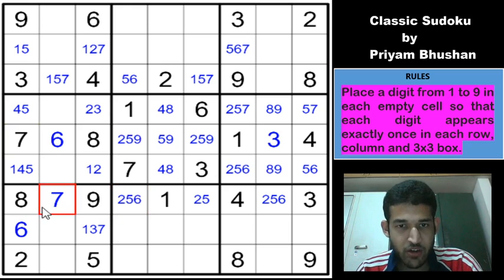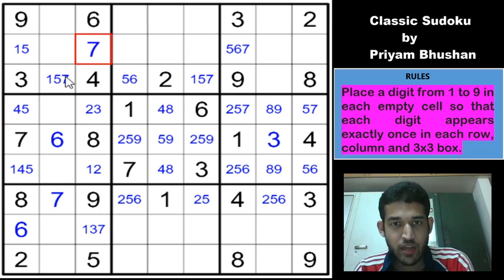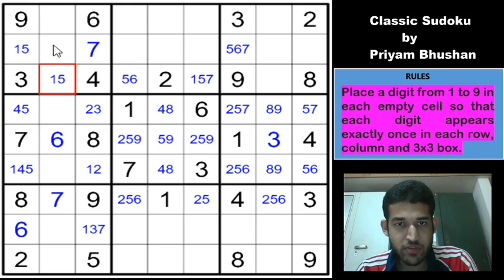So there is a 7 in column 1 and column 2, which means that this must be a 7. And this must be a 1, 5 now, which gives us a 1, 5 pair in box 1. So remaining digits are 2 and 8. And there is a 2 here, which gives us a 2 here and an 8 here.